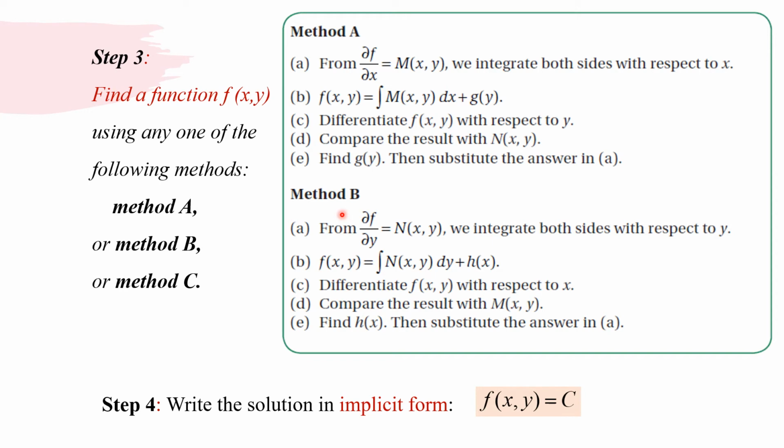Take note that in the textbook, for method A, part E, it is written as 'then substitute the answer in part A.' This is a mistake, a typo. The correct statement would be 'then substitute the answer in part B.' So replace part A with part B. Similarly, for method B, part E, please correct the mistake. The textbook says 'then substitute the answer in part A.' Actually, it should be part B, not part A. So please replace part A with part B.